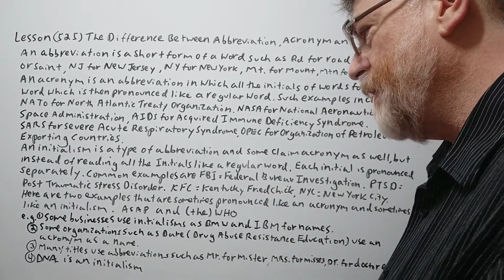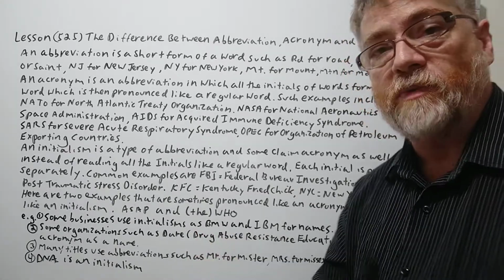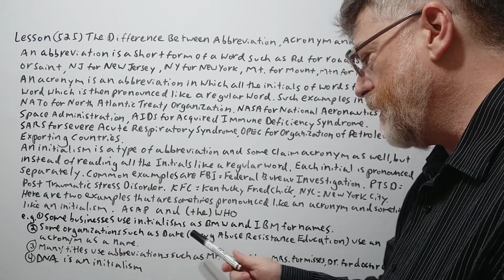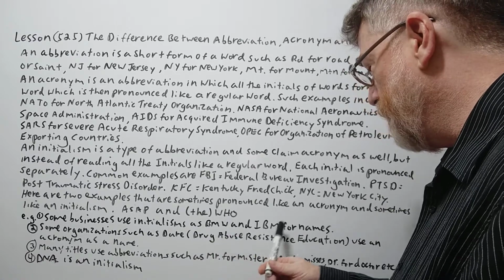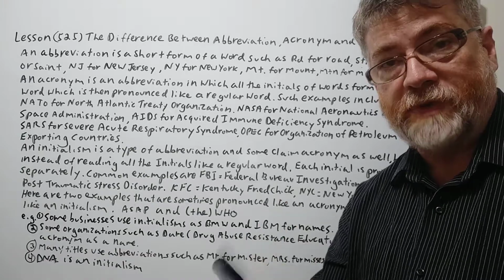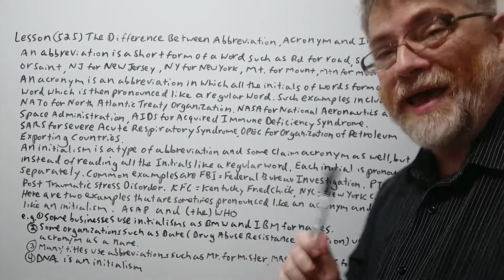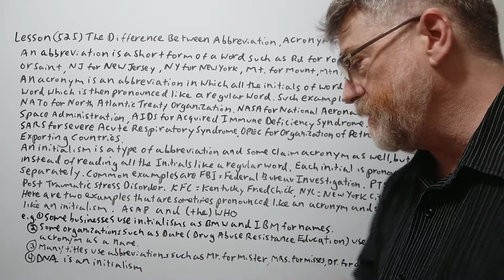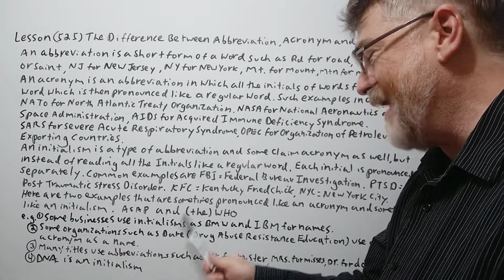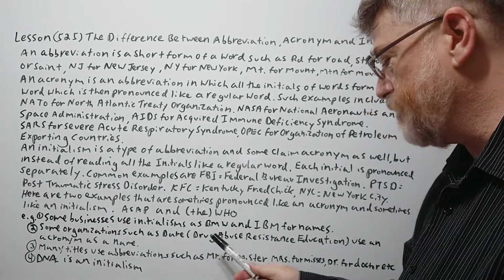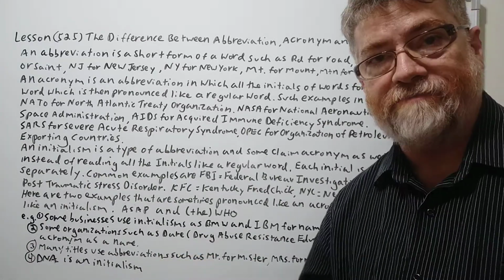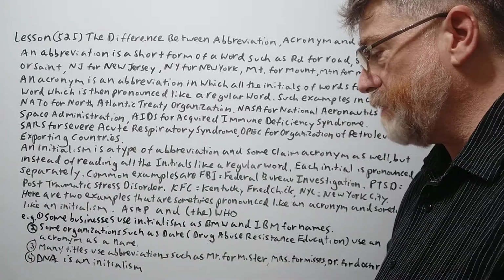All right, let's continue. We've got four examples to show just how we may use this. Here's the first one. Some businesses use initialisms, like BMW and IBM, for names. So the company uses an initialism, BMW. IBM, International Business Machines. Okay, good. Number two here. Some organizations such as DARE, which actually stands for Drug Abuse Resistance Education, use an acronym as a name. So it could be either one.